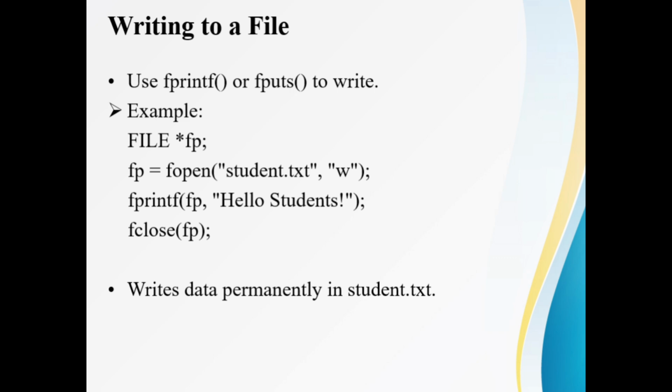Next, we use the fprintf function like fprintf(fp, "Hello students"). In this case, we write the text into a file. Just like printf prints to the screen, fprintf writes to the file. After writing, we must close the file using fclose(fp), because closing ensures the data is safely stored on a disk. Now, if you open a file named student.txt, you will see the message Hello students written permanently.